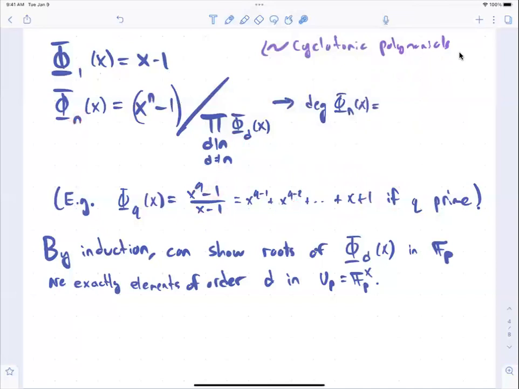And then once you know what this is for prime numbers, you can define it for the product of two prime numbers, because you'd take x to the pq minus 1, and then you divide by phi of d for all proper divisors. So the proper divisors would be 1, p, and q, if n was p times q. Okay, so that's the idea. This is an inductive description.